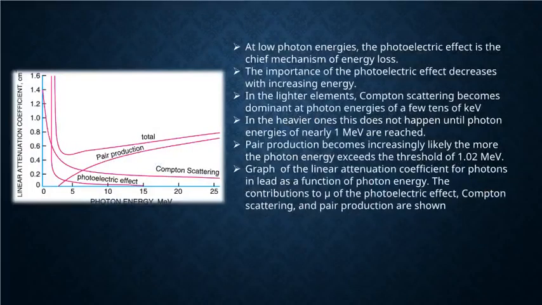The graph indicates which among the three processes is most probable in a particular energy range. At low photon energies, the photoelectric effect is the chief mechanism of energy loss. The importance of the photoelectric effect decreases with increasing energy. In the lighter elements, Compton scattering becomes dominant at photon energies of a few tens of kilo-electron-volts, whereas in the heavier ones this does not happen until photon energies of nearly 1 mega-electron-volt are reached. Pair production becomes increasingly likely the more the photon energy exceeds the threshold of 1.02 mega-electron-volts. The graph of the linear attenuation coefficient for photons in lead as a function of photon energy is given.